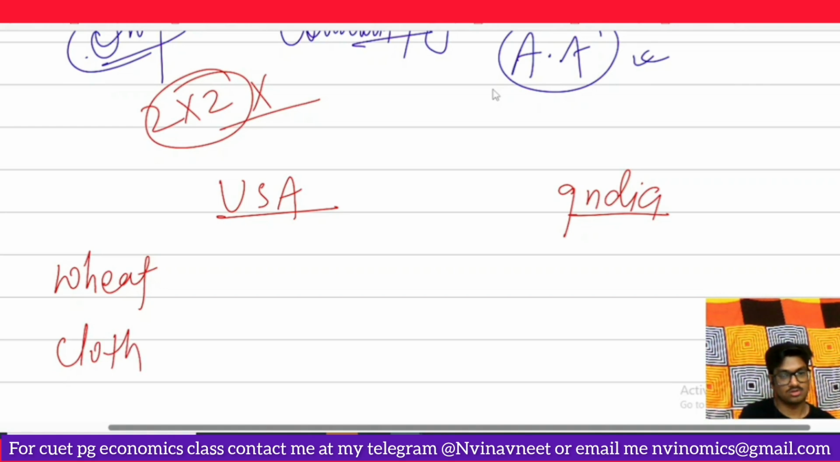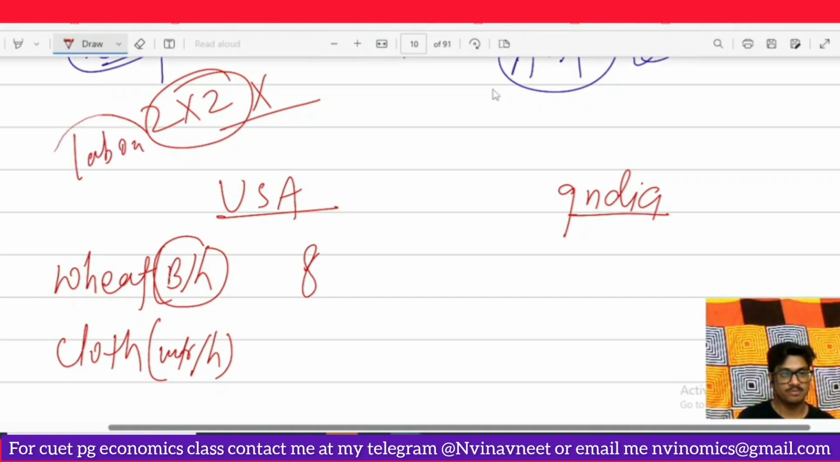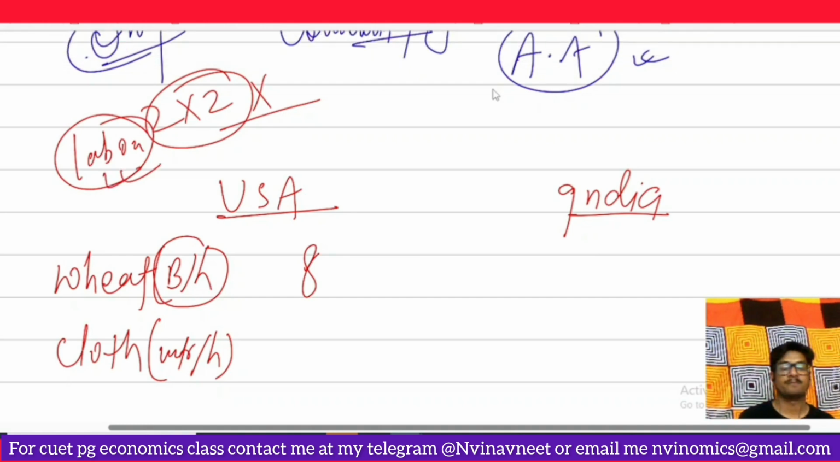Wheat and cloth. So wheat में चलो let's say bucket per hour. How many wheat is produced per bucket per hour? And cloth में चलो मीटर, कितना मीटर cloth produce होता है per hour. Clear? So USA is producing, let's assume 8 bucket per hour. It is based on labor theory of value. Remember, be it comparative advantage or be it absolute advantage, all based on labor theory of value.